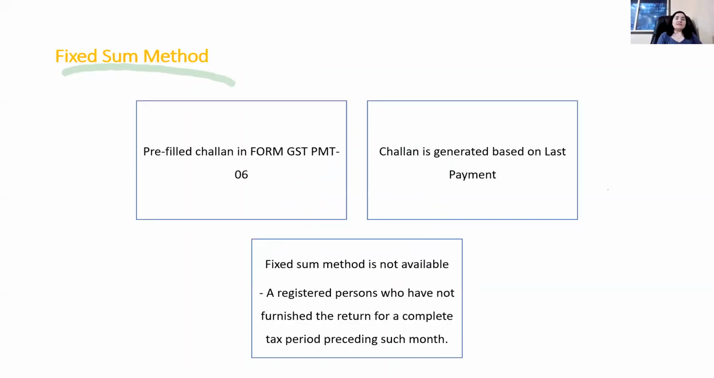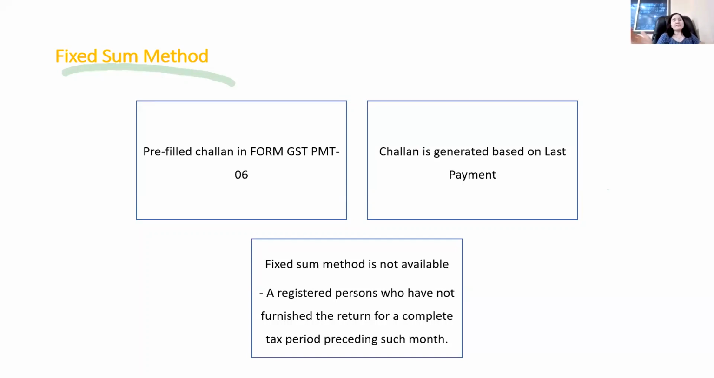So what is the fixed sum method? First of all, in the fixed sum method, there could be a pre-filled challan. We have not seen it practically, but they are saying that they will give the pre-filled challan wherein the fixed sum, that is as per their computation, the monthly payment will be disclosed in the challan. Now, this challan is going to be generated by the system at the system level based on the last payment. Second, the fixed sum method is not available to some of the taxpayers, that is, those who had not furnished a return for the complete tax period of the preceding month.